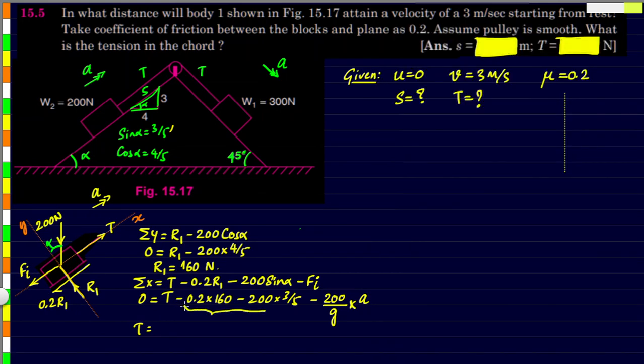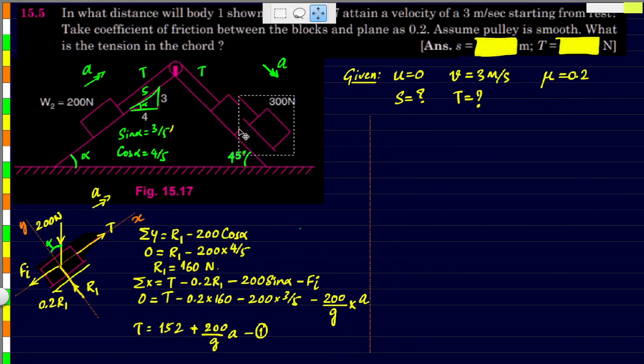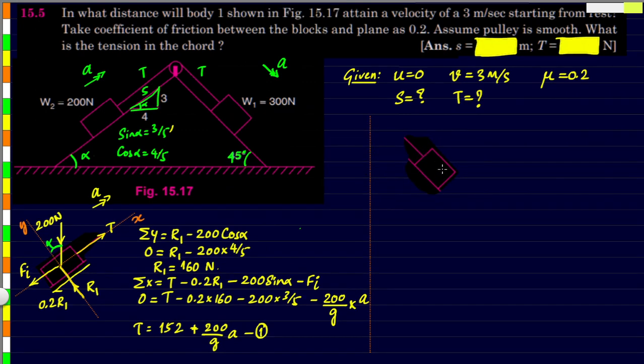Combining these values will give us 152, and this, let us keep it as it is, 200 by g into a. Of course we are taking it to the other side, so it becomes positive. So this is our equation number 1. Next we will take the free body diagram of the second object and put all the forces acting on this.